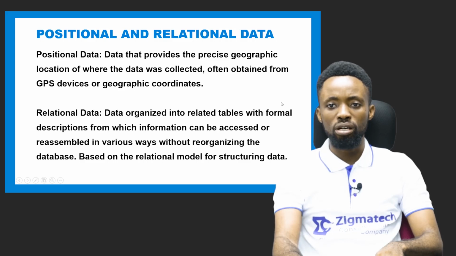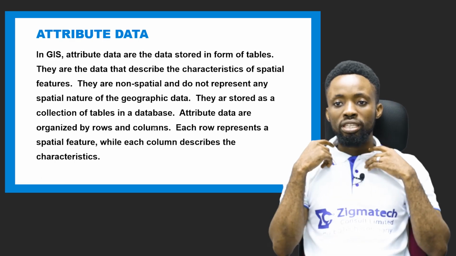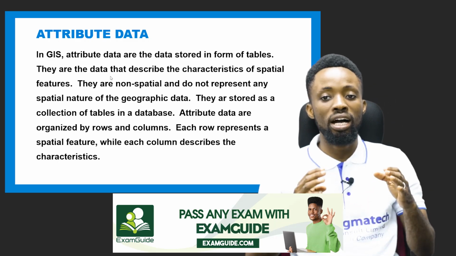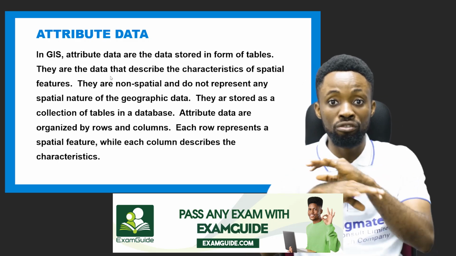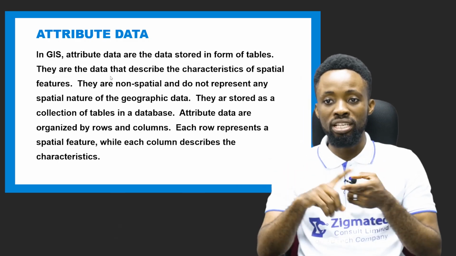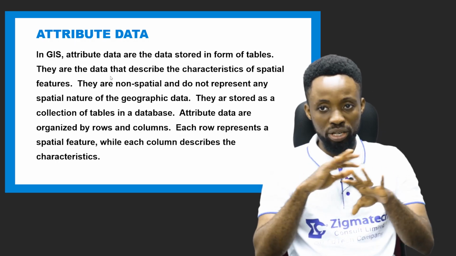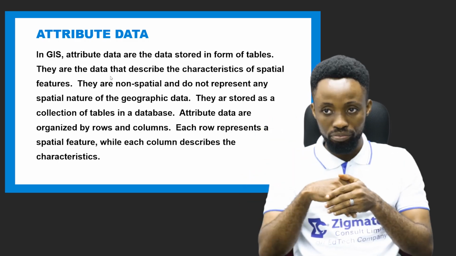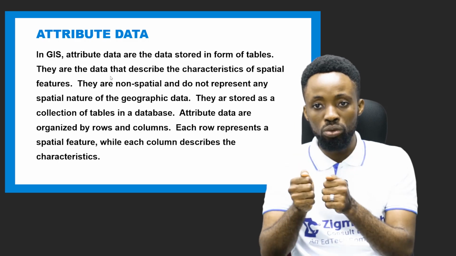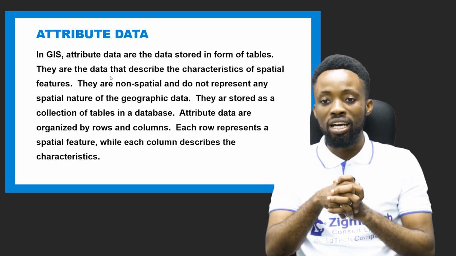Now let's look at the next type of data, which is called attribute data. Attribute data is data that is stored in the form of tables, and it is used to describe the characteristics of features that we see on the Earth's surface. One thing about attribute data is that it is non-spatial, and it doesn't represent any spatial nature of the geographic data. As we have said, it is stored in tables, and it is organized in the form of a database.